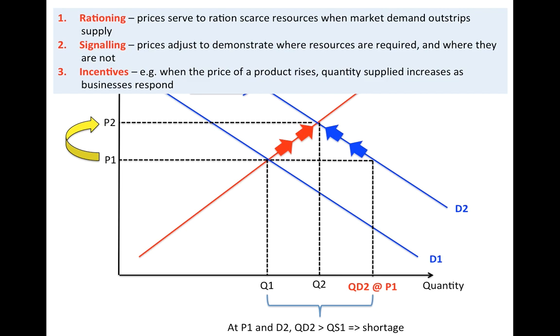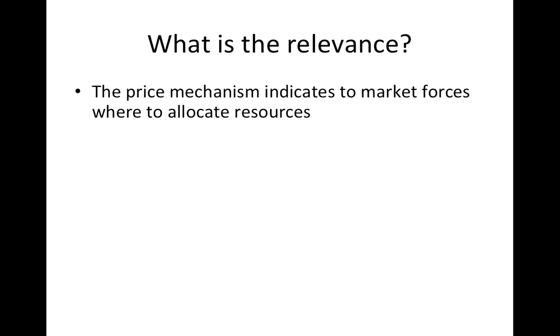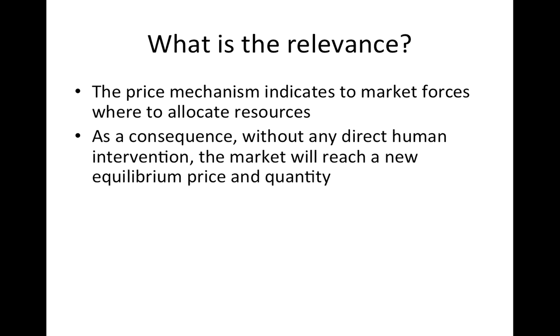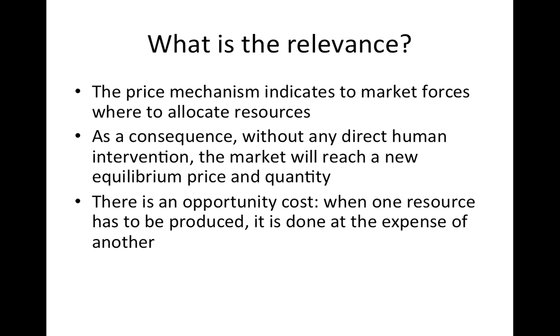Why are these three functions, the rationing, the signaling, and the incentive function, important? One, because it's indicating where to allocate the scarce resources that we have in our economies. If the prices for oranges are increasing, that means that we need to be using more labor, capital, enterprise into producing oranges. Therefore, without having a government, without having someone taking an active decision about what to produce, thanks to the price mechanism, the markets know exactly what to produce, how to use those scarce resources.